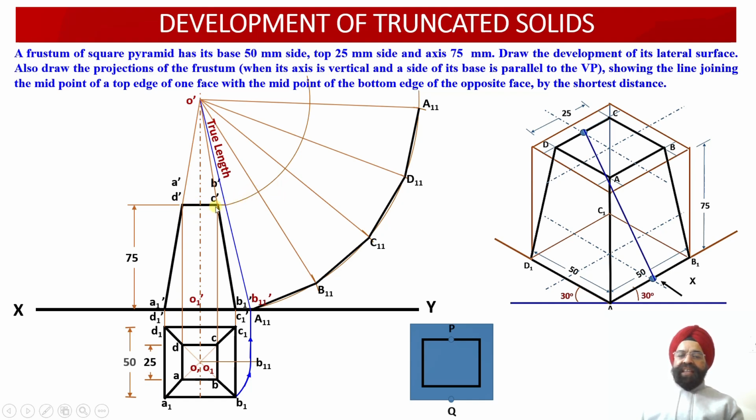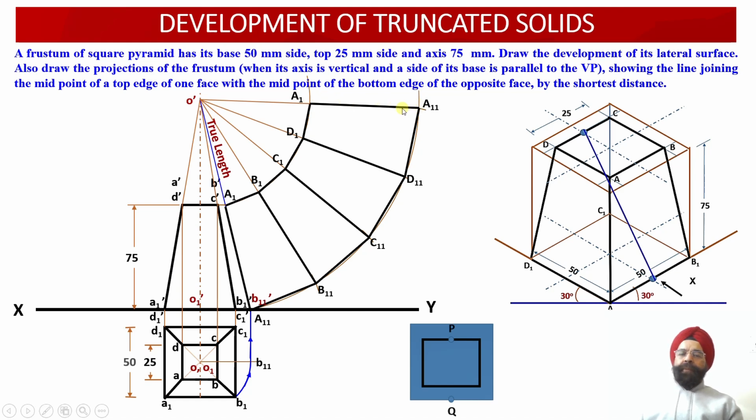Now this edge length happens to be 25 millimeter. So we obtain 4 segments of length 25 corresponding to the points A1, B1, C1, D1 and A1. Now we have obtained the development of the frustum of the square pyramid once we join the remaining slant edges: A1 A11 has been joined, B1 B11 has been joined, C1 has been joined with C11, D1 and D11 have been joined, and similarly A1 and A11 have been joined.